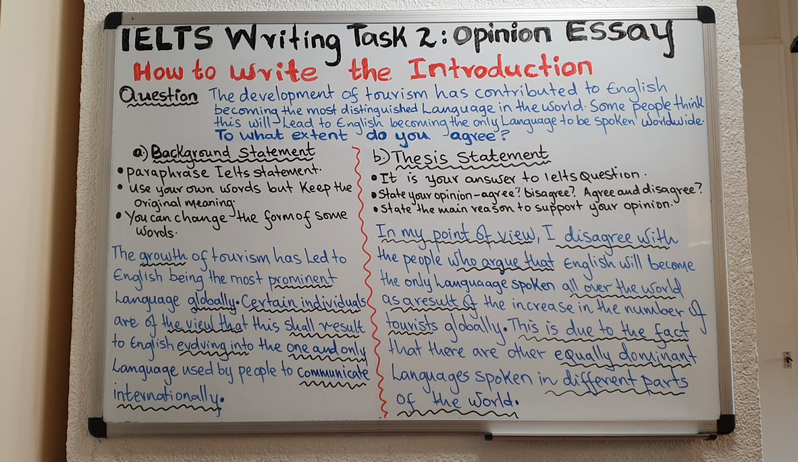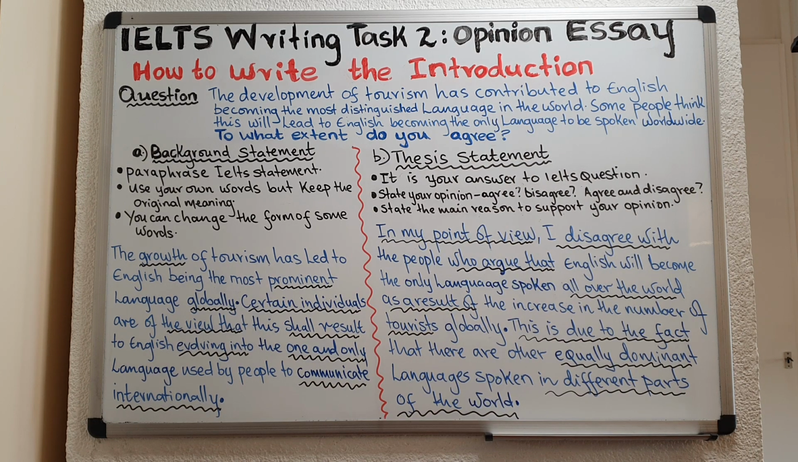Now, the other thing that I would like to inform you about Task 2 is that it is an academic formal essay. There are different types of essay questions that you could get for your writing Task 2. You could get an opinion essay, a discussion essay, an advantage-disadvantage essay, a direct question essay, or a solution essay.